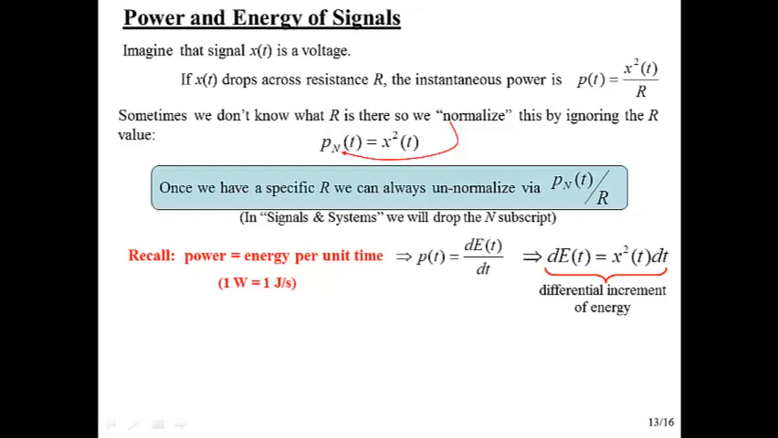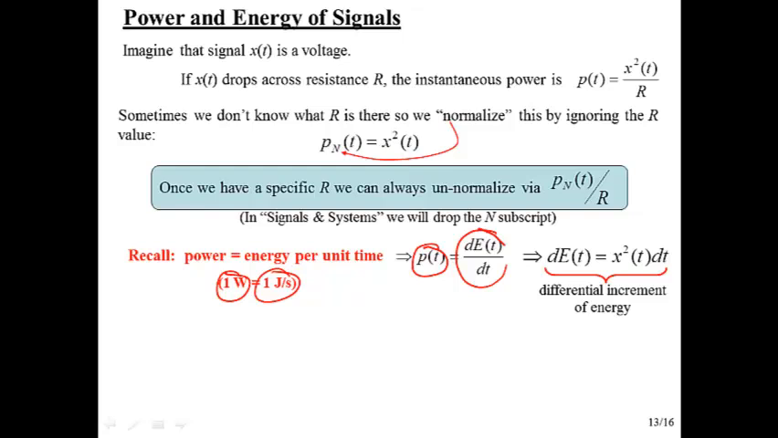So now, if you recall that power is actually the rate of energy, so it's energy per unit time, so that 1 watt is equal to 1 joule per second, that tells us that the instantaneous power is the derivative of the energy as a function of time.